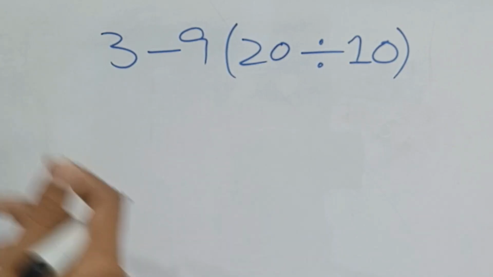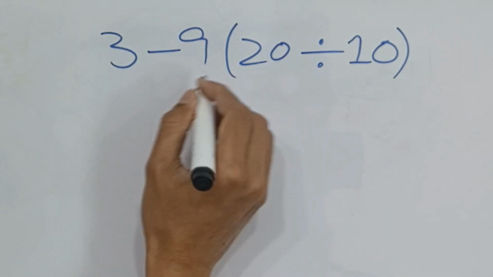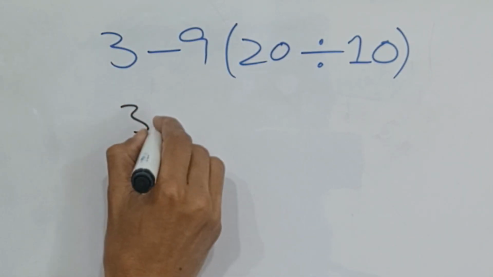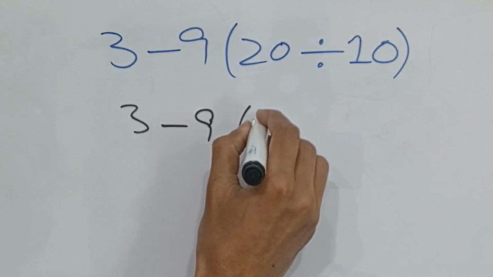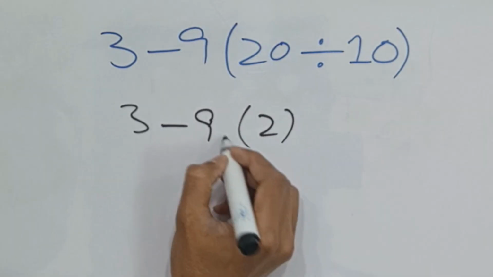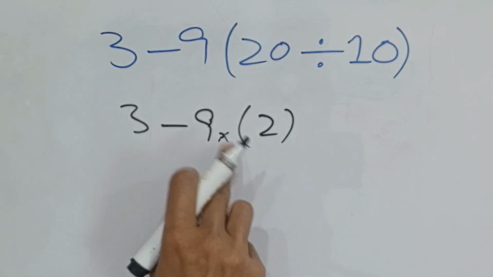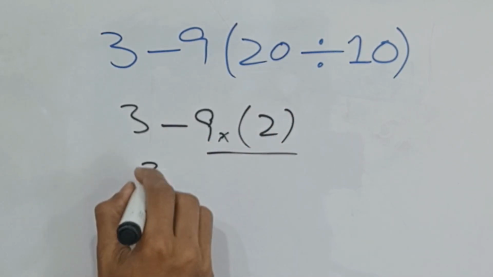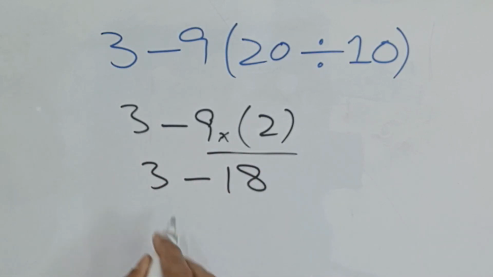We use the PEMDAS rule. Okay, 3 minus 9 equals minus 6, right? But parentheses first. So inside the parentheses, 20 divided by 10 equals 2. Now here is multiply. Multiplication and division must be done after parentheses, right? So multiply first. 3 minus 9 times 2 equals 18. Now 3 minus 18 equals minus 15.